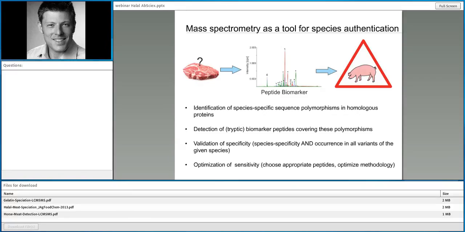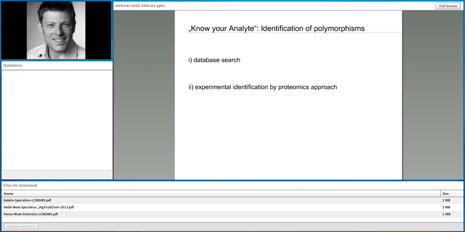So for the first step, the identification and discovery of your analytes, there are in principle two possibilities, and the first one is the in silico approach. You perform a database search where you can have a look for the polymorphisms and choose the appropriate peptides, and then based on these data develop your method. And the second approach is the experimental identification by proteomics experiments, and I'd like to go into detail on both approaches.